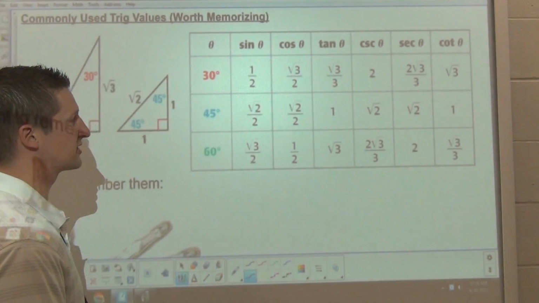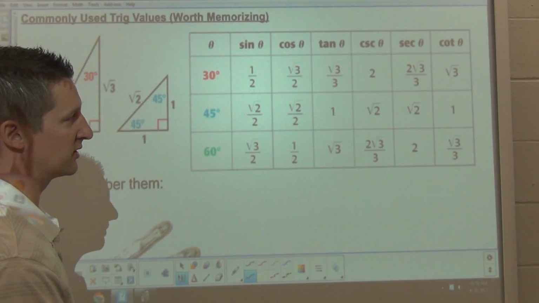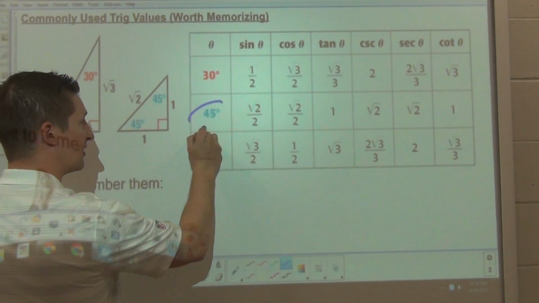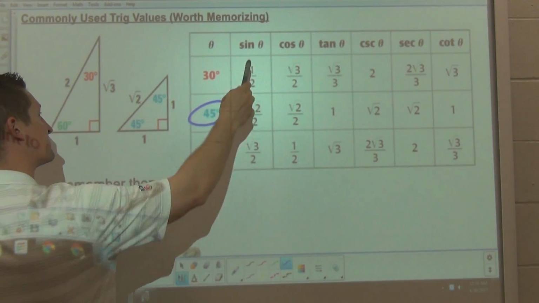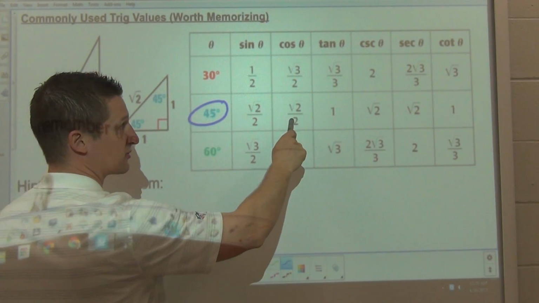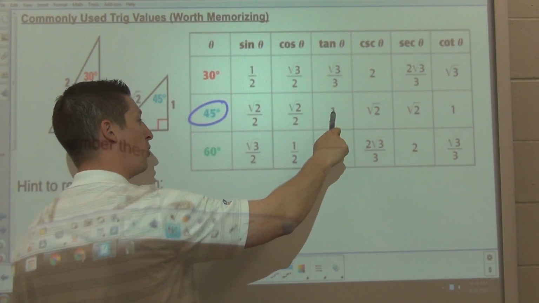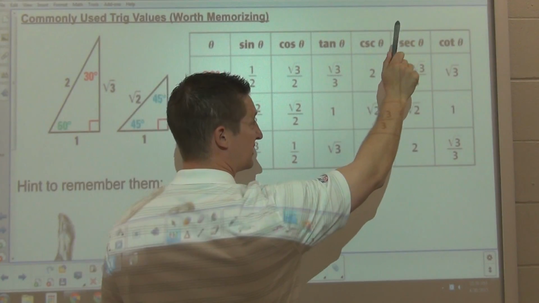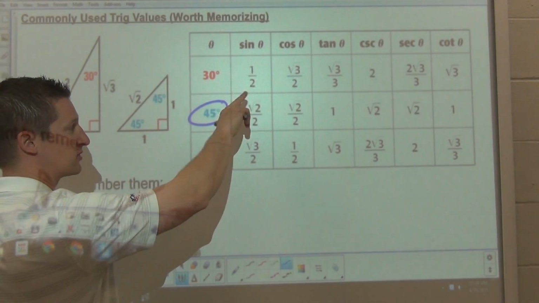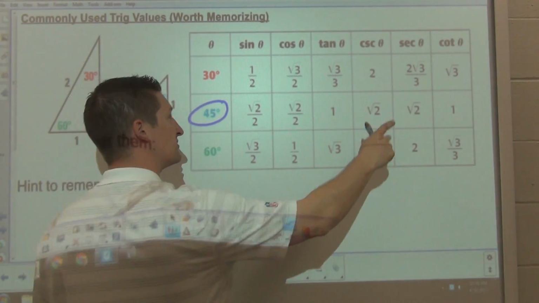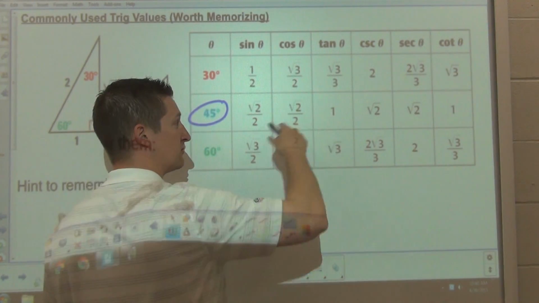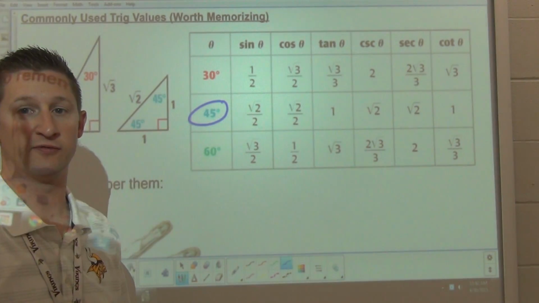So what I want to do is talk about where they come from and then my tricks for remembering them. First of all, I want to focus on the 45-degree angle. I know that the sine of 45 degrees is the square root of 2 over 2. The cosine of 45 is also square root of 2 over 2. Tangent of 45 is 1. And remember, cosecant, secant, and cotangent are the reciprocals of each of those. The reciprocal of the square root of 2 over 2 is just the square root of 2. Same for secant because that's the reciprocal of cosine. And cotangent is 1 because that's the reciprocal of 1, which was the tangent of 45.